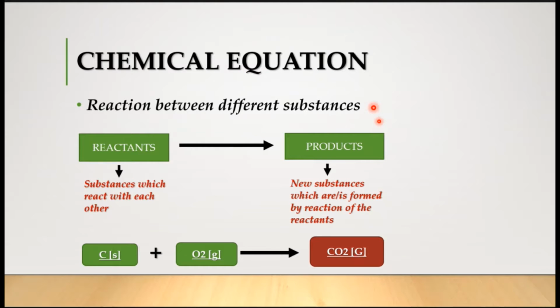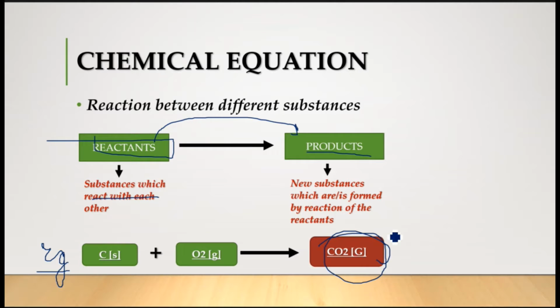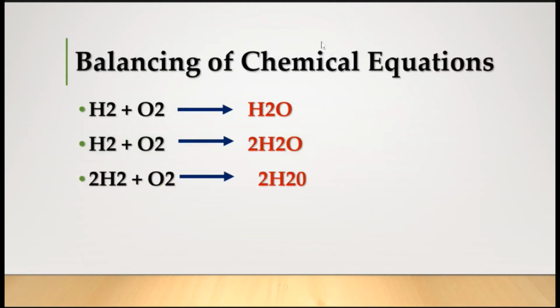Chemical equation. A reaction between different substances is a chemical equation. Here are reactants. Reactants are the substances which react with each other. Okay, and when these reactants react, some new substance is formed, and that is called a product. For example, carbon and oxygen, its product is CO2, that is carbon dioxide.